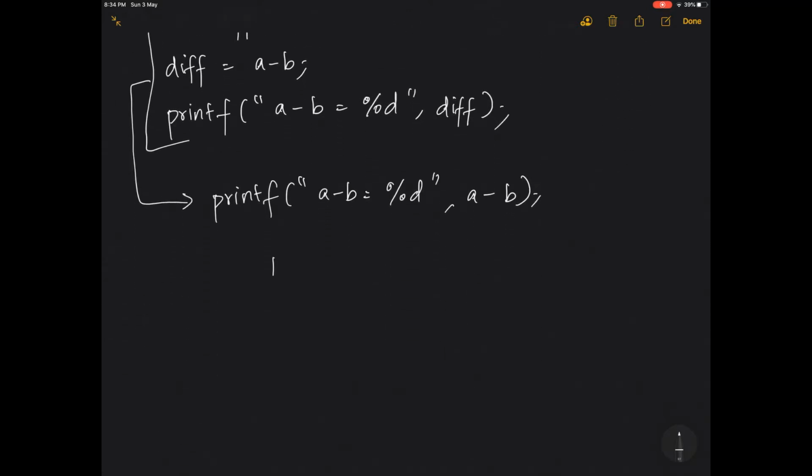Like when the difference is calculated between a and b, some people would like to print the value of a minus b directly. But some people would like to find what is the difference.